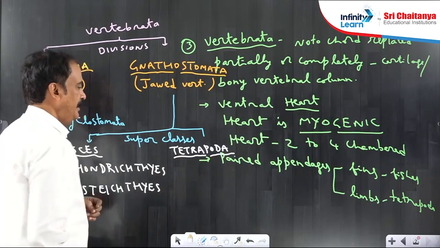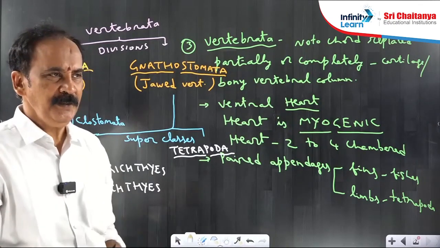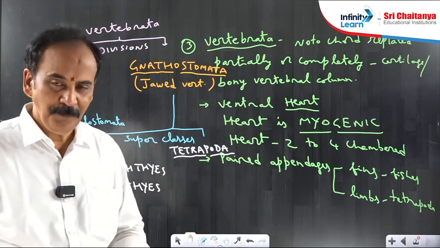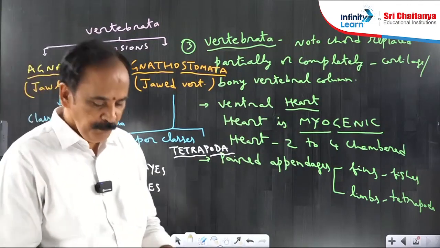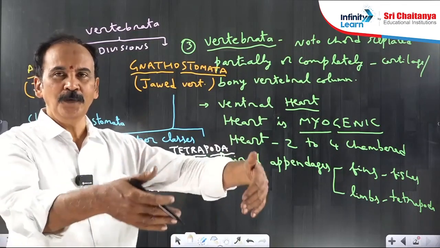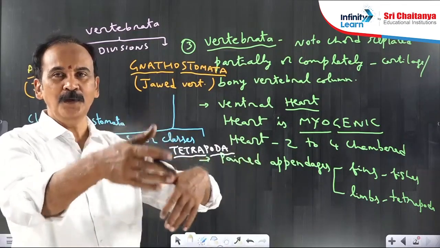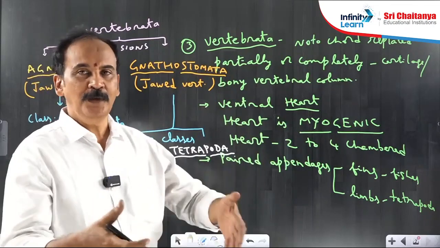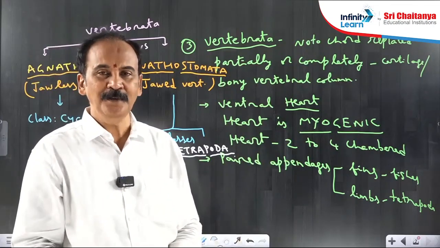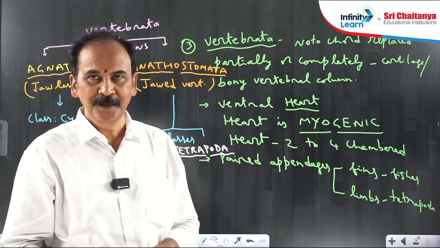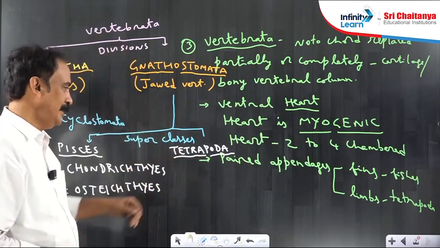Tetrapoda. What do you mean by tetra? Tetra means 4, isn't it? So we have 4 legs. Do we have 4 legs? We also have 4 legs, isn't it? In the initial stages, we walked on 4 legs, or rather we crawled on 4 legs, and slowly we balanced ourselves on the 2 legs, and we started walking on 2 legs. Okay. So we all come under tetrapoda.